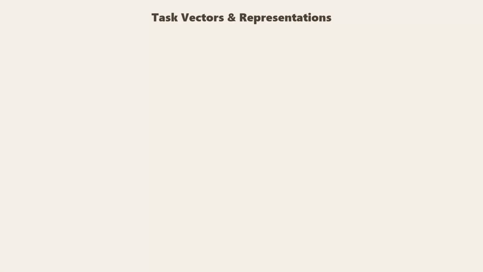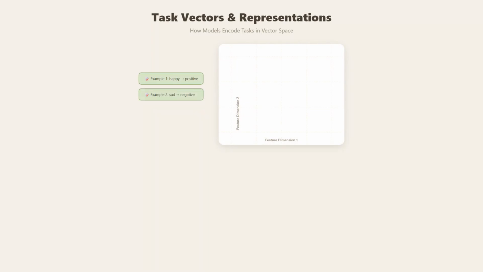Let's explore how models internally represent the tasks they learn in context. The key concept here is task vectors. When you provide examples like happy maps to positive, sad maps to negative, and great maps to positive, the model processes these and creates internal representations.